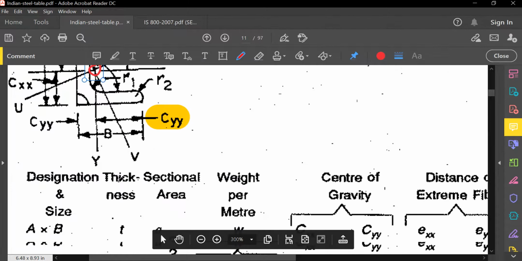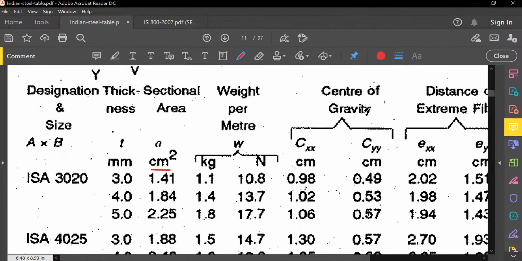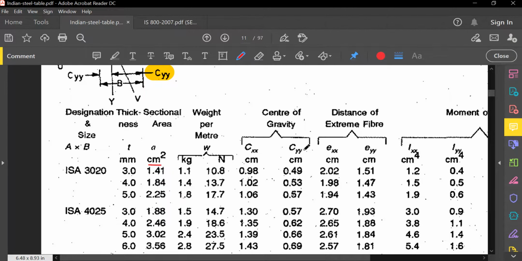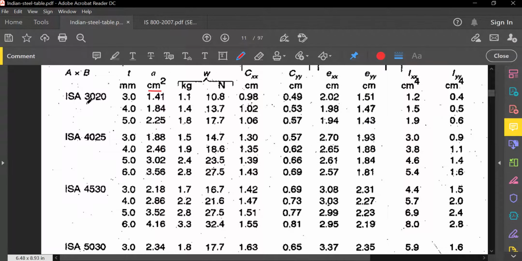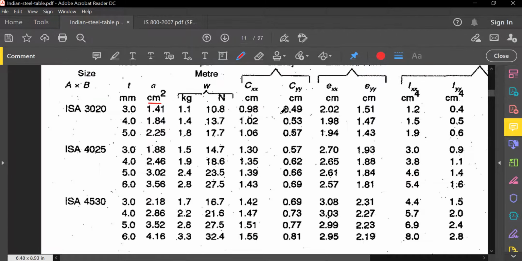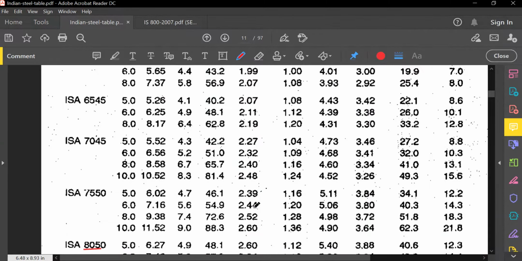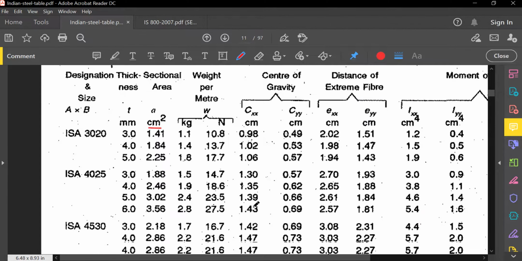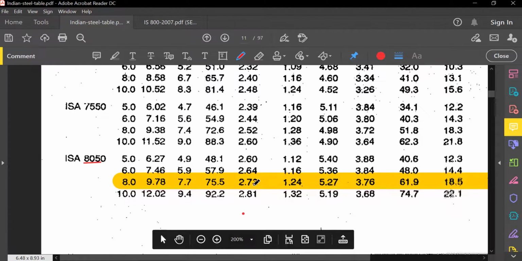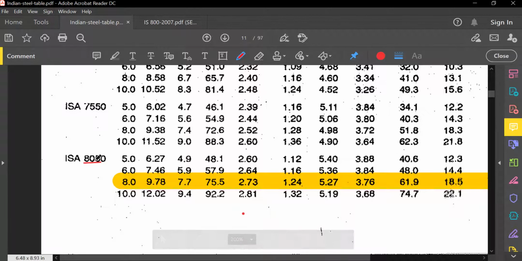So that value is specified over here. The center of gravity values CXX and CYY for different angle sections are provided here. You can see for ISA 80 by 50 by 8, CXX is 2.73 and CYY is 1.24. Have you seen this? For ISA 80 by 50 by 8, the center of gravity is 2.73 and 1.24.